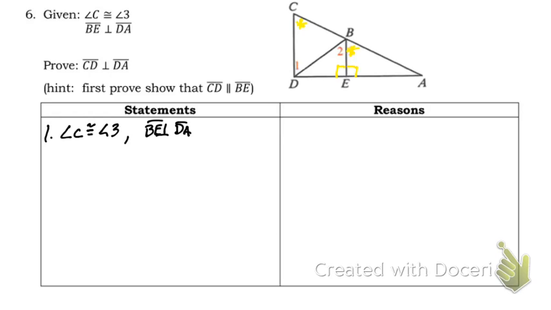All right. I need to prove that CD and DA are perpendicular. So I need to show that this angle here is 90 degrees. That's what means it's perpendicular.